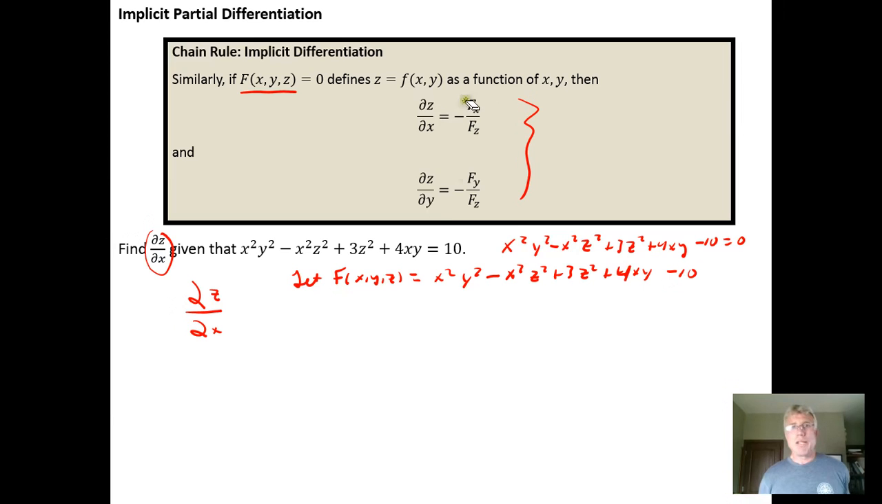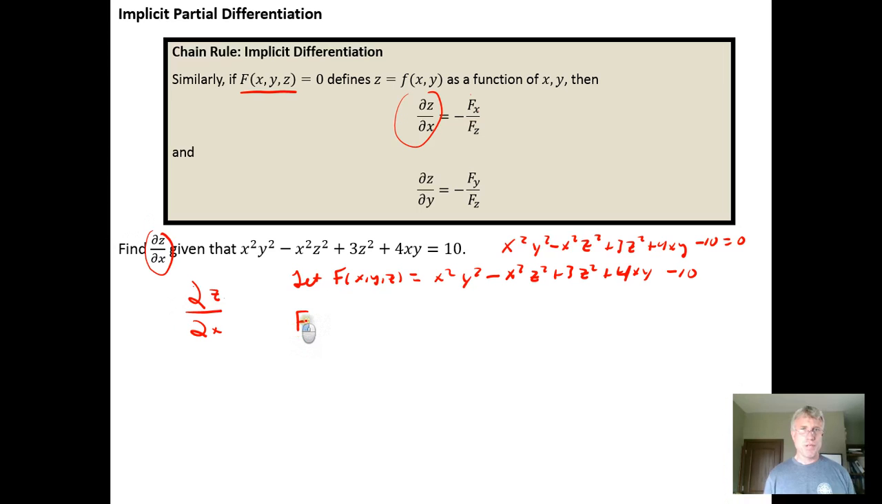The formula that we developed depended on our function being equal to 0, which made the rate of change 0 in the function that we were working with. Once I get my function of 3 variables, I just ask which derivative I want. I want partial z partial x. So I'm going to find it by taking the opposite of the partial derivative with respect to x of my function divided by the partial derivative with respect to z of my function.